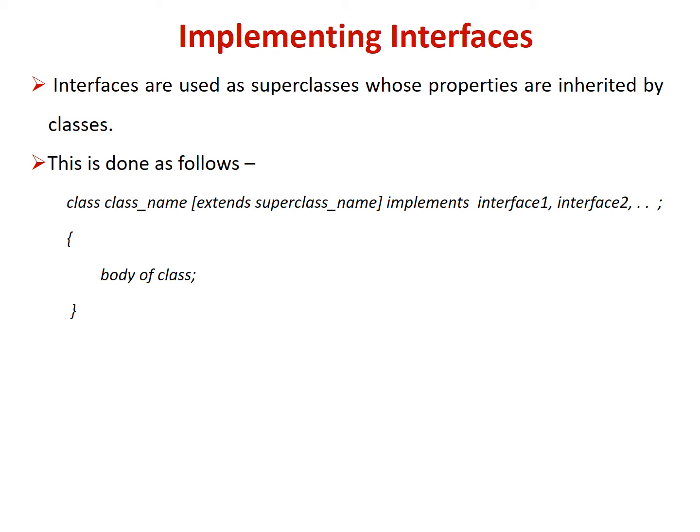Implementing interfaces. Interfaces are used as superclasses whose properties are inherited by the classes. This is done as follows. First the keyword class, then the class name, then extends superclass name. After this the keyword implements, and then list of interfaces to implement. Then we give the body of the class.